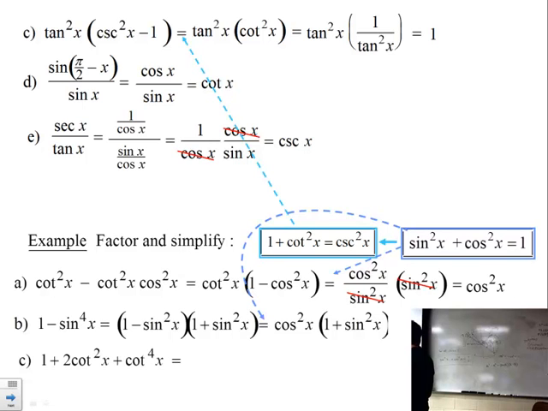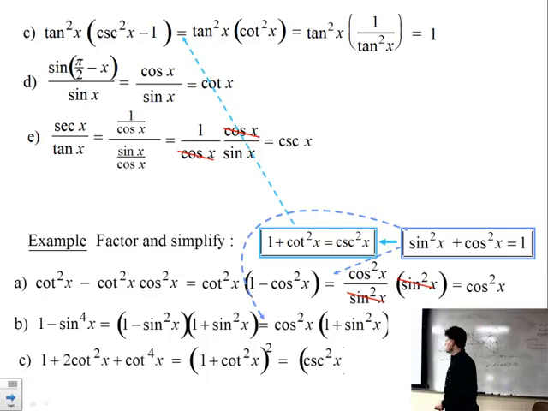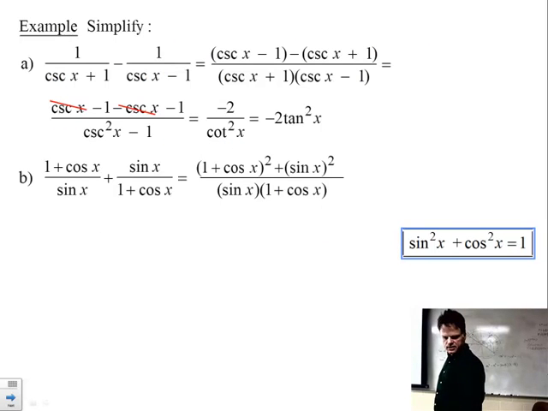One plus two cotangent squared x plus cotangent to the fourth of x. What's this? This is the square of a binomial. So it's 1 plus cotangent squared x, quantity squared. That, using this, is secant squared of x, so that's secant to the fourth, cosecant to the fourth of x. Alright. I think that's the last example I've got on this slide.